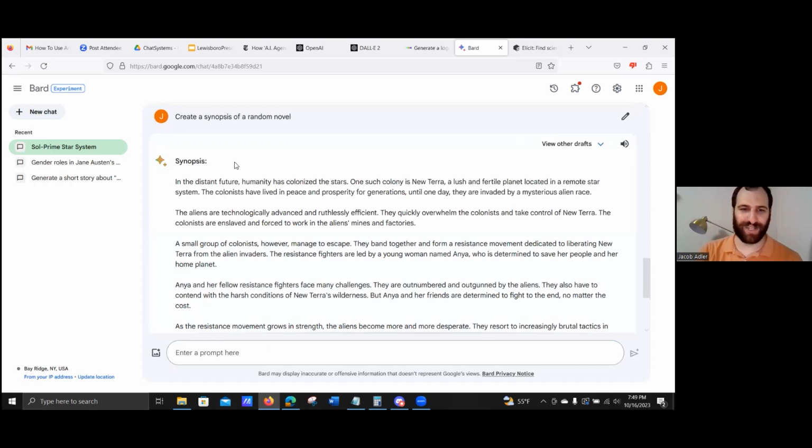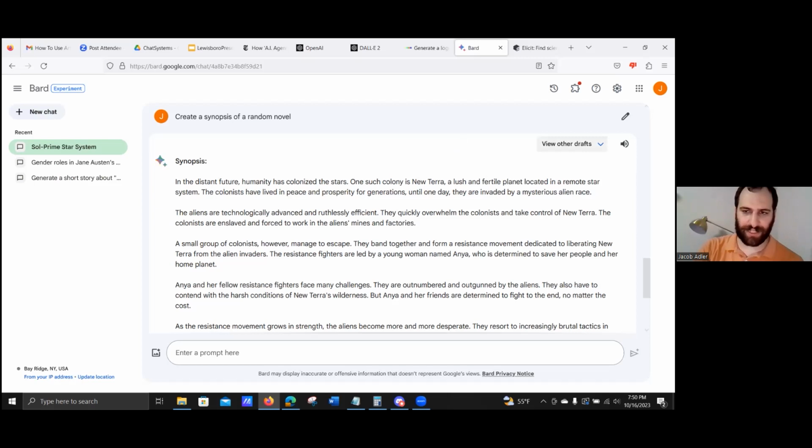In the distant future, humanity has colonized the stars, da da da. And as you can see, there's also a listen function over here. I don't know if my computer audio will translate through the Zoom, but I can try it here. So yeah, that's one functionality that Bard has, which is the ability to create speech out of text.